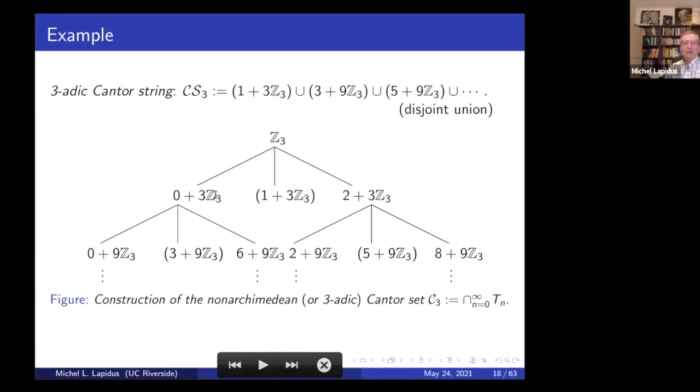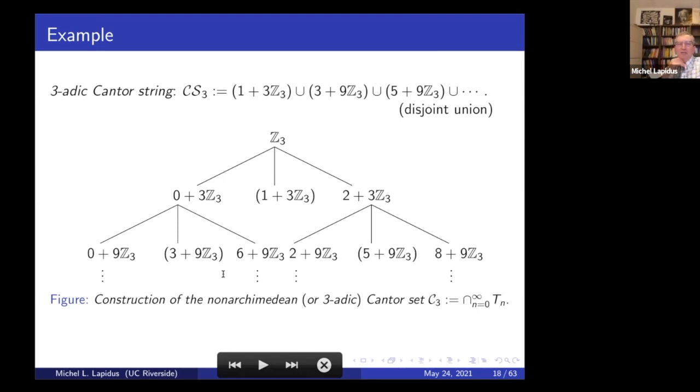Now, at the next stage, the middle thirds are here and here. So we keep them for the Cantor string. We delete them for the Cantor set, triadic Cantor set. That's why we have kept them here. So we have 3 plus 9Z3 and 5 plus 9Z3. And then at the next stage, you'll have 4 triadic intervals of lesser lengths, etc., etc.